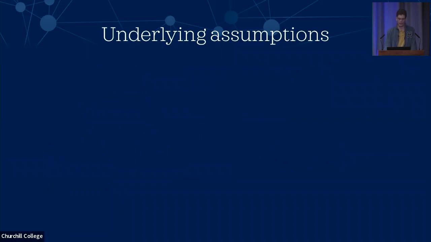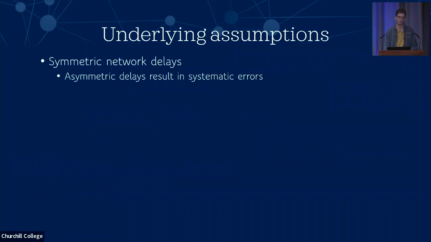Before we discuss the actual algorithm, let's take a moment to look at what assumptions we're making. We're going to assume that delay across the network is symmetric, because we don't really have a way of working out what the individual request and response delays are without having synchronized clocks in the first place. And if we do have an asymmetric delay, then this is going to give us systematic errors in our calculations, but there's not much we can do about that without knowing what they are beforehand.